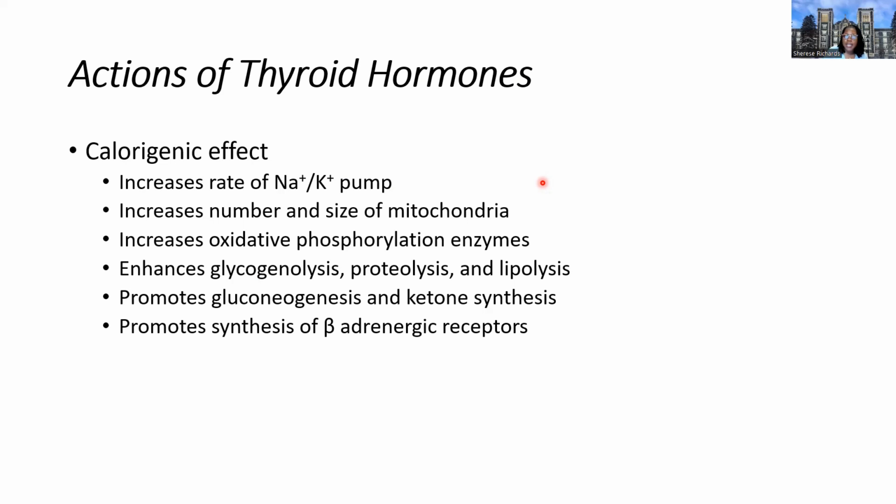And then it's going to promote synthesis of beta adrenergic receptors. And from our previous discussion in the autonomic nervous system, we know that beta adrenergic receptors are found in places like the heart, where they will speed up the contractility, speed up the heart rate and rhythm, and again, just overall improve and increase our metabolic function.